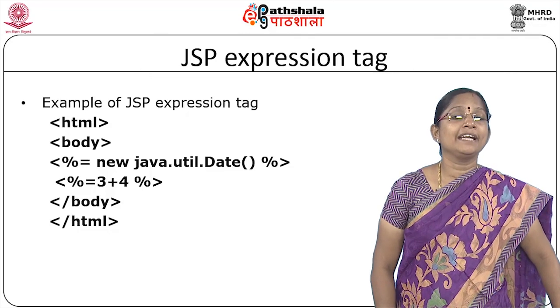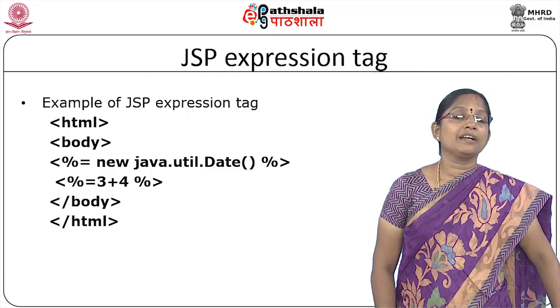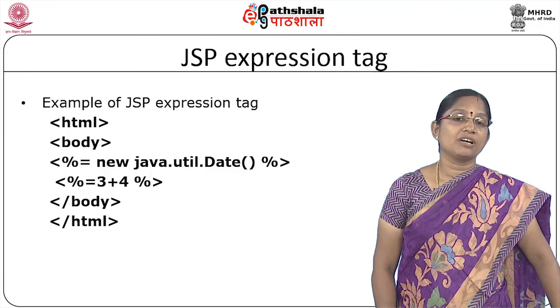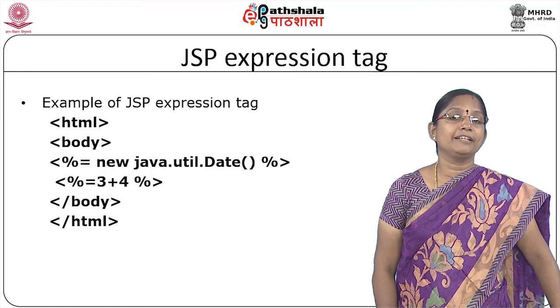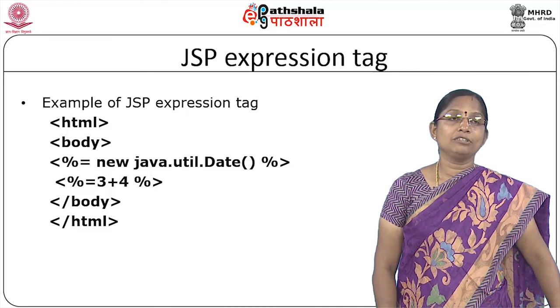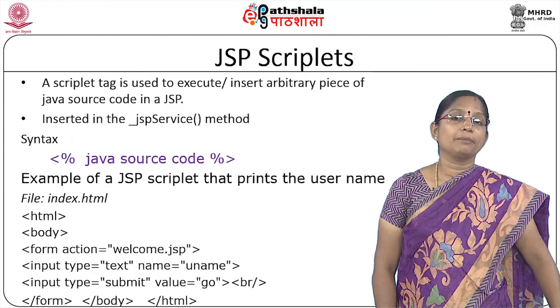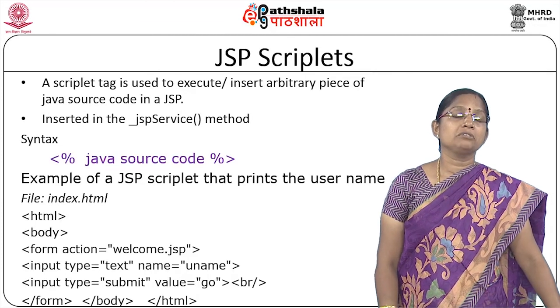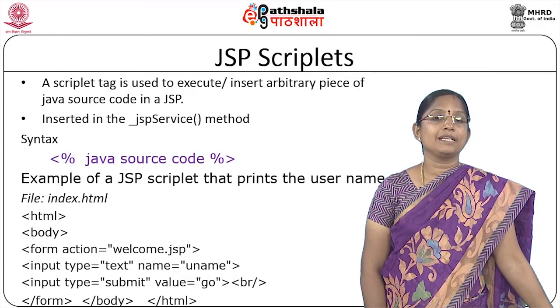The current date can be embedded. The current date can be evaluated from java.util.Date and inserted at that particular place. In the second one you can see equal to 3 plus 4, and the value 7 is embedded in that place. This is very useful because it can include expressions and print them at that particular place.